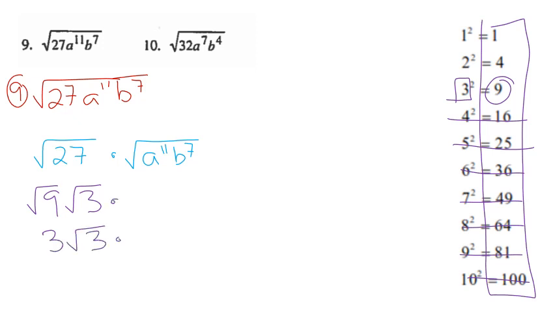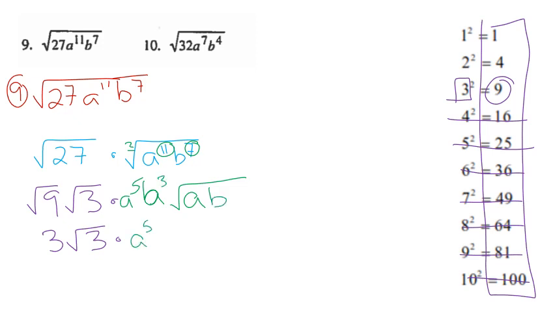We're not quite done with the problem. We've got to simplify the variables now. And so remember, it's like a little imaginary index of 2 that's there. And we're really just taking out the exponents for those variables and dividing by 2. So 11 divided by 2. 2 goes into 11 5 times, with a remainder of 1, right? Because it's an odd number, there's going to be a remainder. 7, 2 goes into 7 3 times. It's b to the 3 with a remainder of 1.